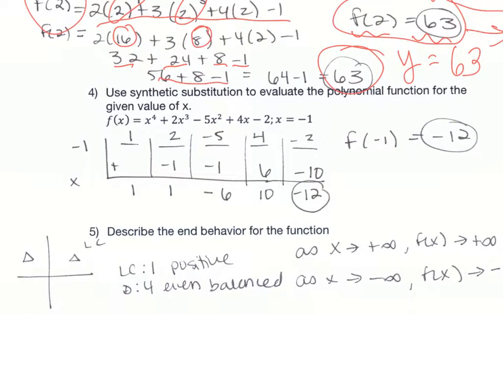For synthetic substitution, we're going to plug in the x equals number. So the negative 1 is over here on the outside. Whatever the degree is, we make one more slot than the degree. So since the degree is 4, we make 5 slots. The numbers in front of the variables go in the slots. So in front of x to the 4th is a 1. In front of x cubed is a 2. In front of x squared is a negative 5. In front of the x is a 4. And the constant is negative 2.